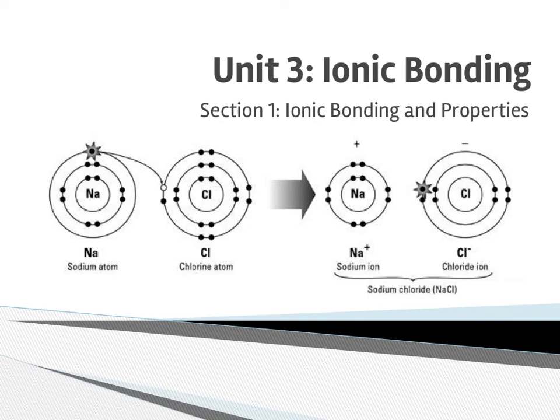Everyone, this is Unit 3, Section 1, Ionic Bonding and Properties. This unit is mostly going to be about ionic bonding. At this point, you should already feel comfortable writing formulas, and understanding that this bond is between ions, and we have a positive thing attracted to a negative thing.